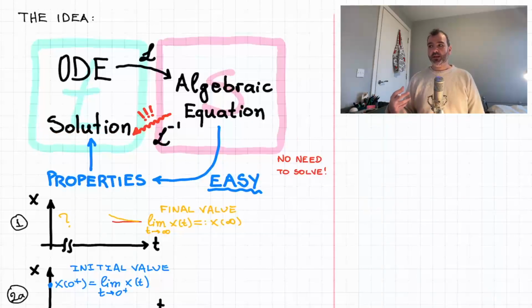For example, is my solution oscillatory? Does my solution settle at a given value? Does it go to 0? Does it go to 1 at infinity? What is the initial slope of my solution? So all these questions can be answered, thankfully, without having to determine the entire formula, if you like, of the solution. We can determine properties easily.